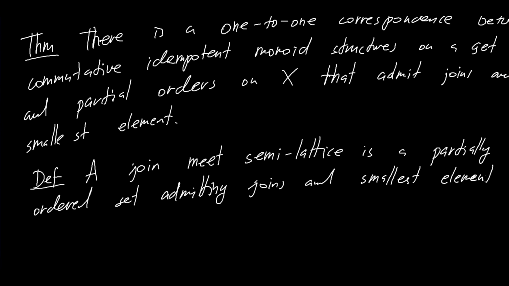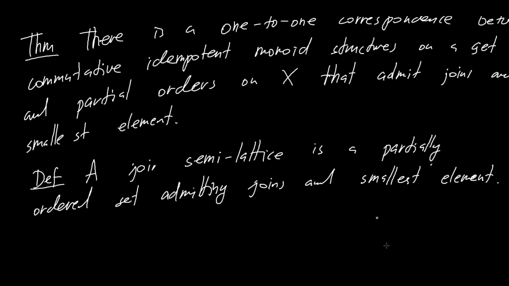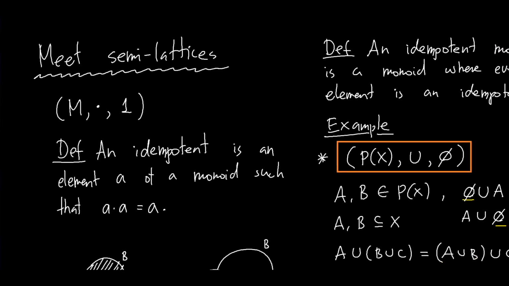So another way of thinking of join meet, sorry, the meet shouldn't be there. A join semi-lattice, okay? Sorry about that. A join semi-lattice is a partially ordered set admitting joins and smallest element. And the previous theorem basically tells us that these things are essentially the same as commutative idempotent monoids. Okay. I'm going to now go back here and change the title to join semi-lattice.